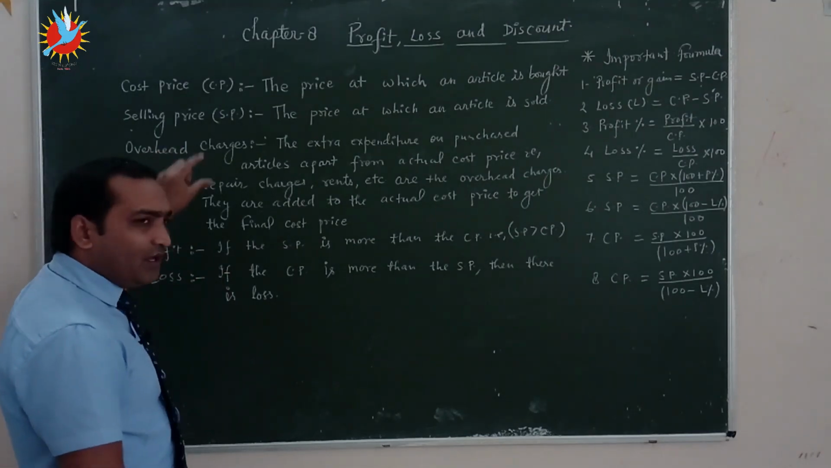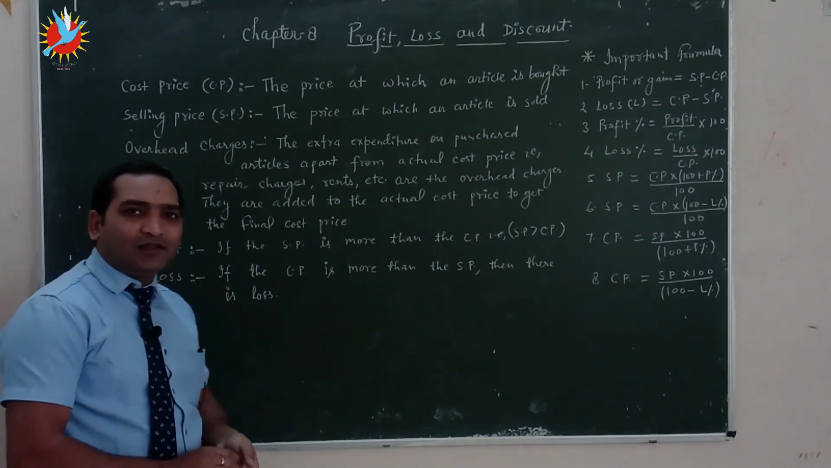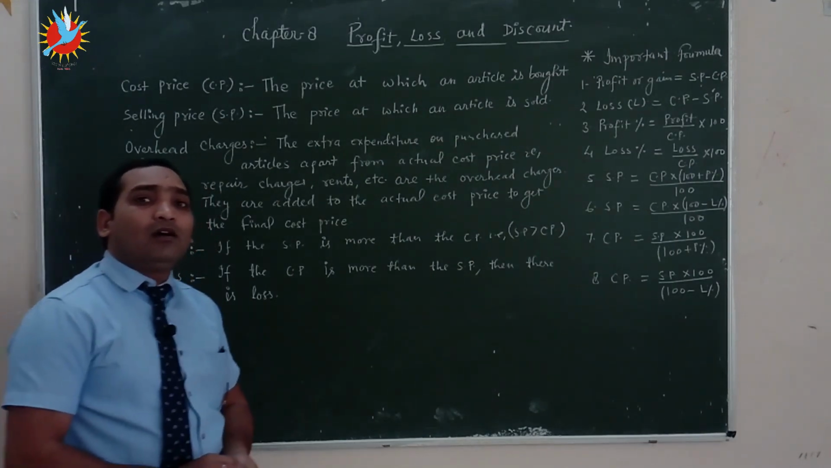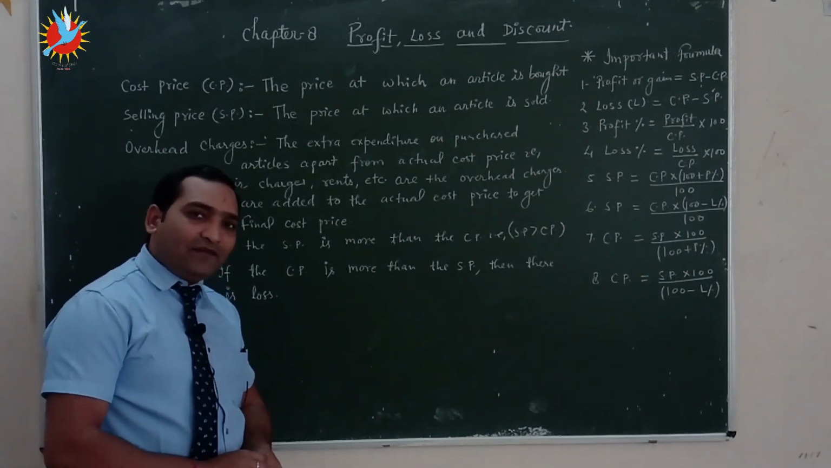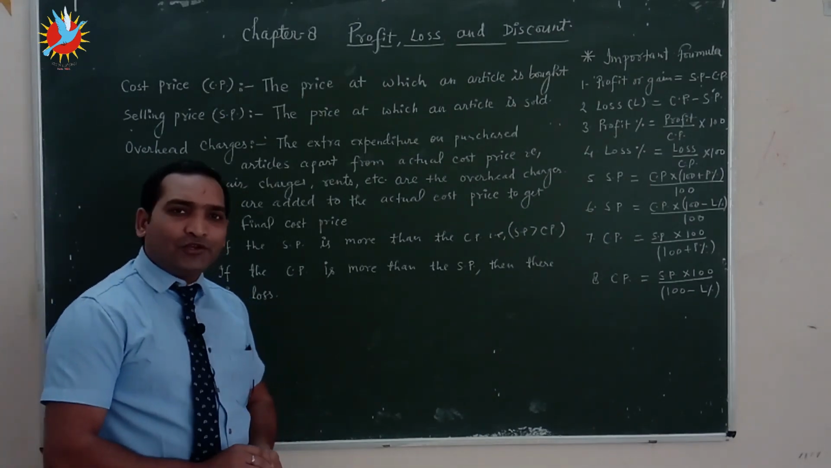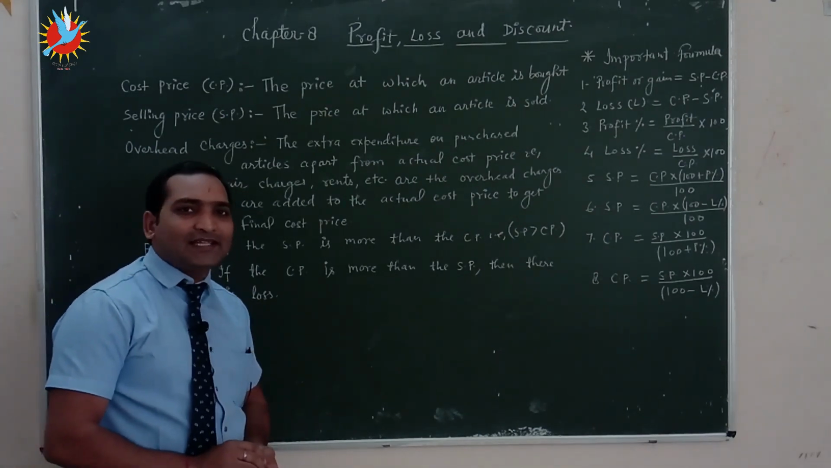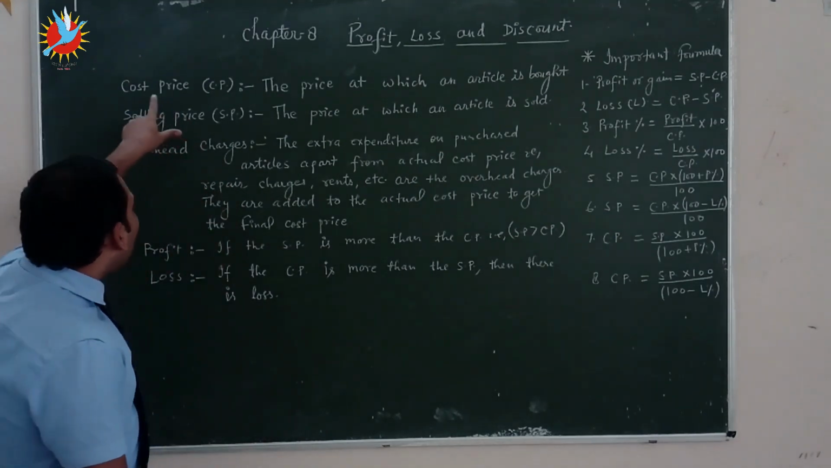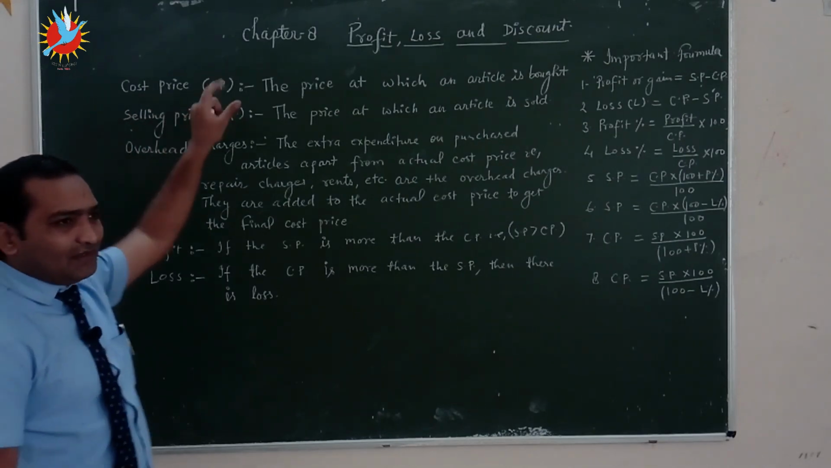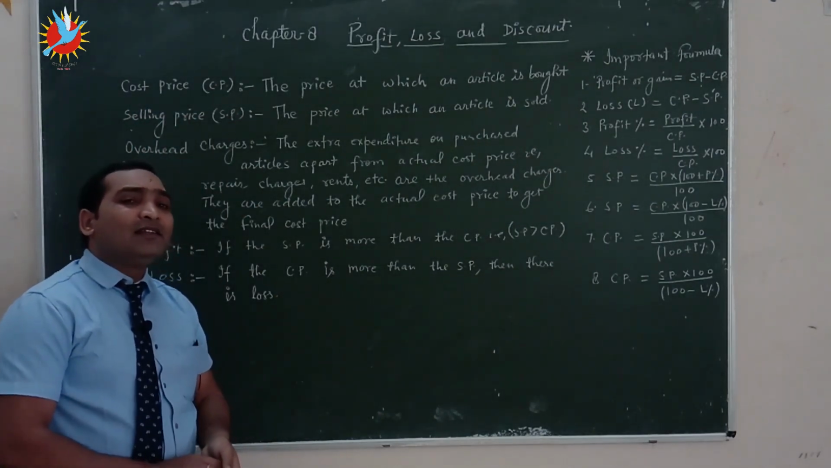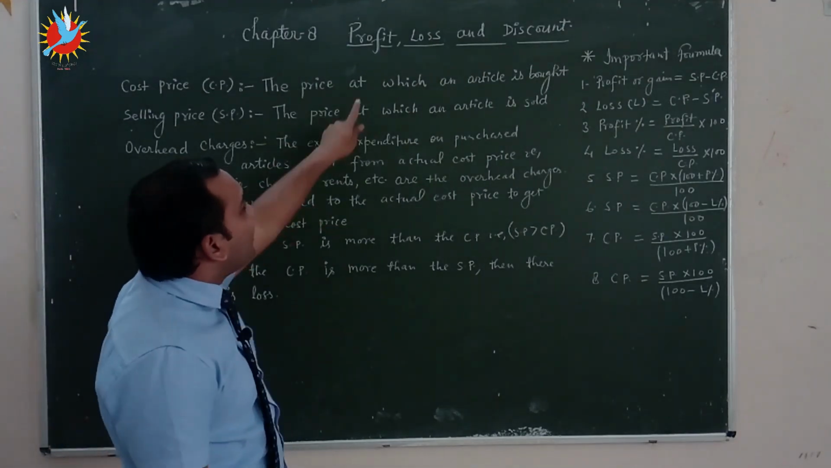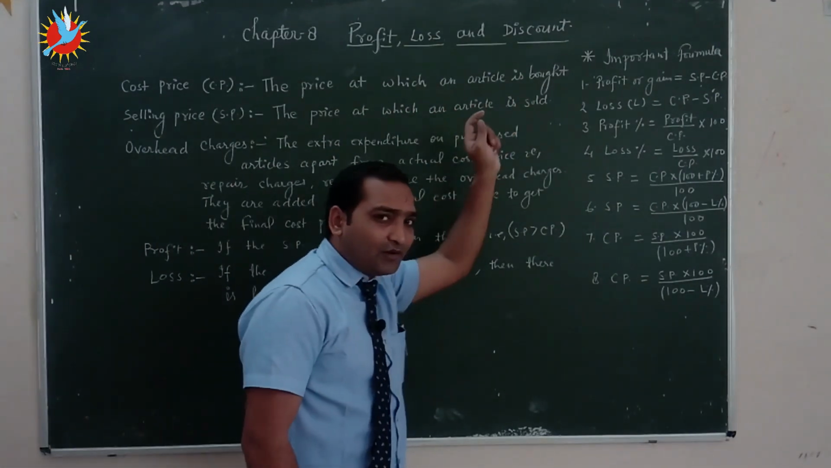First of all, we revise the basic concepts and the formulas we studied in the previous class. After that we solve the questions related to this chapter. So the first topic is cost price. As you know, cost price is the price at which an article is bought.